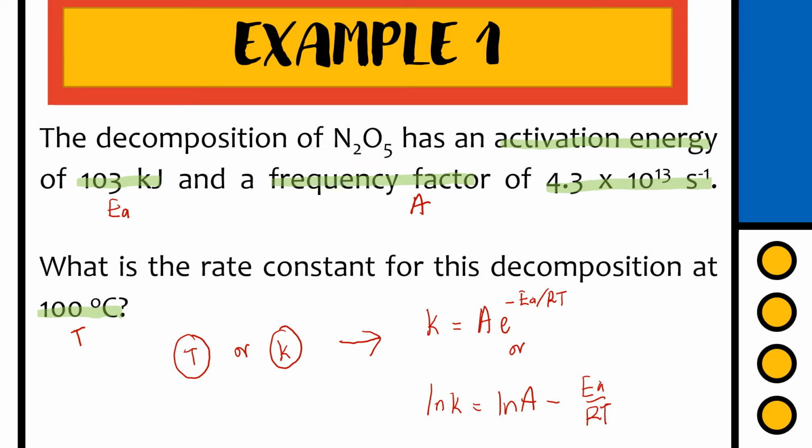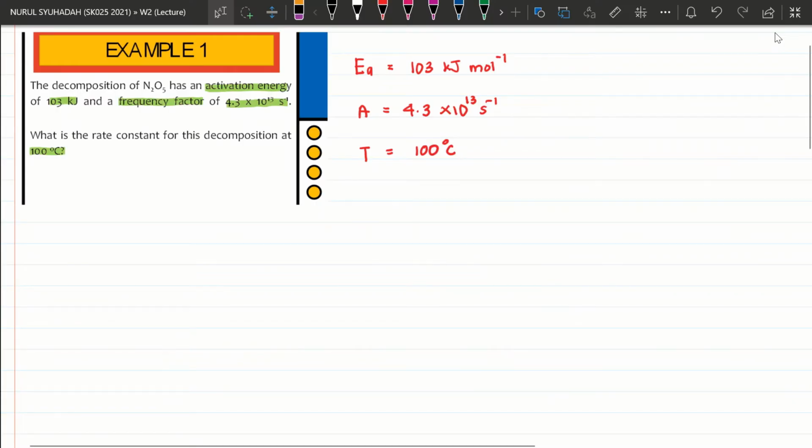So now let's solve this problem. This is our question just now, and the information that we take out from the highlighted question here. As we decided just now, we will solve this question by using just the general equation of Arrhenius, which is K equals A exponent to the power of minus Ea over RT.